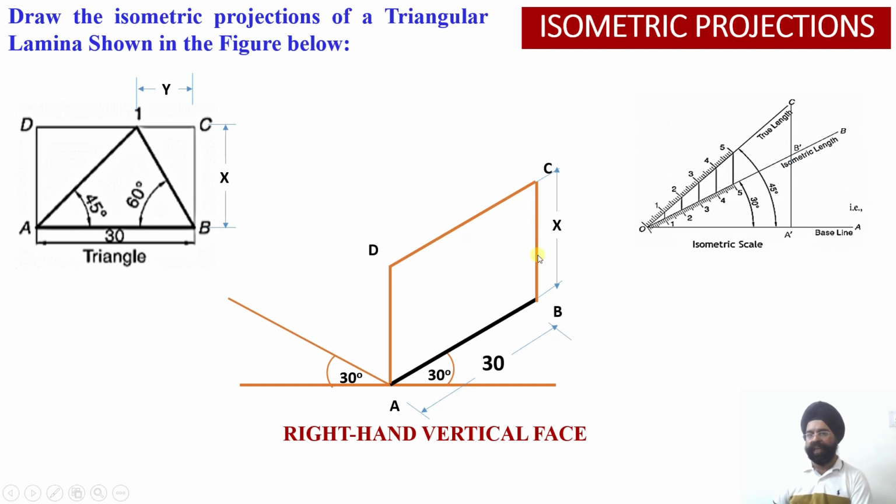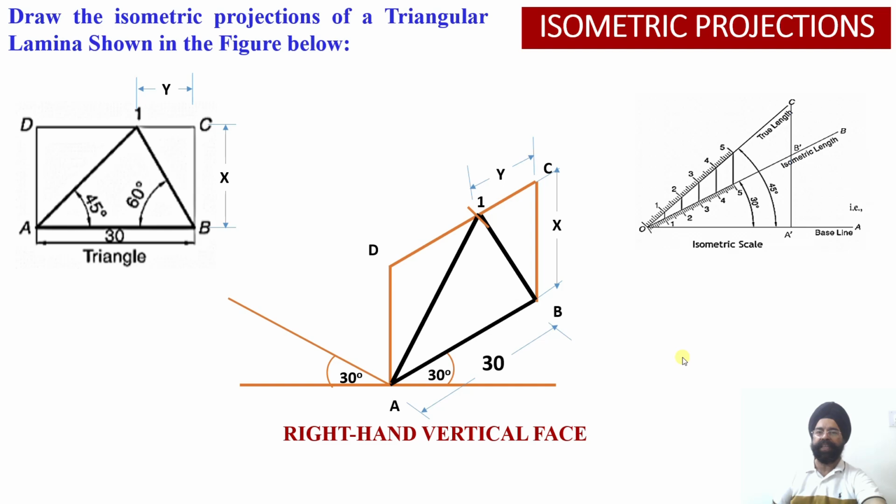Now once you complete this rectangle, A to B we have moved, B to C again we have moved, and from C to D this y distance will be measured over here, right? So this will be marked, and the moment you mark this y distance, you can obtain the location of point number 1, and the moment point number 1 is located, the triangle 1AB will be completed.